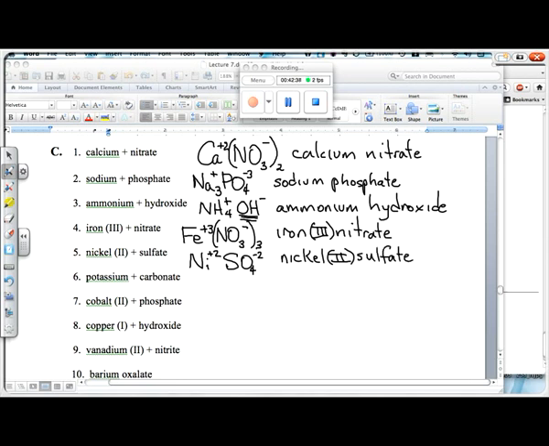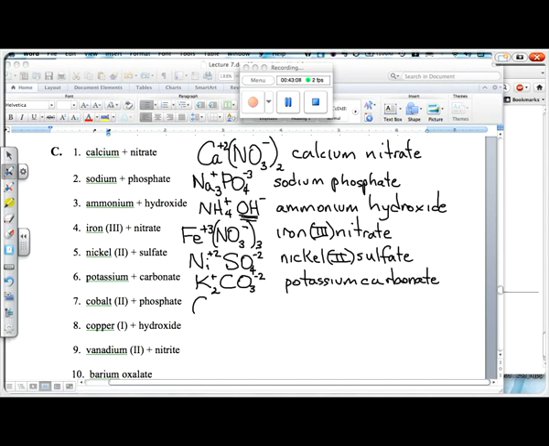All right? Potassium and carbonate. Potassium +1. Carbonate, formula is CO3. Focus on its -2 charge to put this together. Potassium, I need 2 of those +1s to cancel out that -2. Potassium carbonate. Potassium is not a transition metal, so I don't need to put a Roman numeral in.